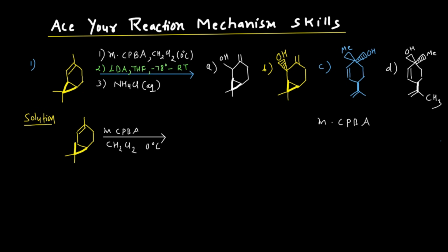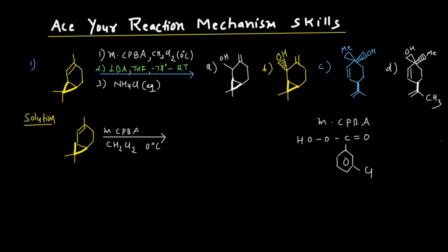MCPBA is metachloroperbenzoic acid, right? Metachloroperbenzoic acid. That means you need to draw this benzene ring over there and say this is perbenzoic acid. Benzoic acid is COOH, and when a peroxy linkage is there, that means one more oxygen is present here, and at the meta position you are having the chlorine. So this is the structure of metachloroperbenzoic acid, and this is a very important reagent in organic synthesis.